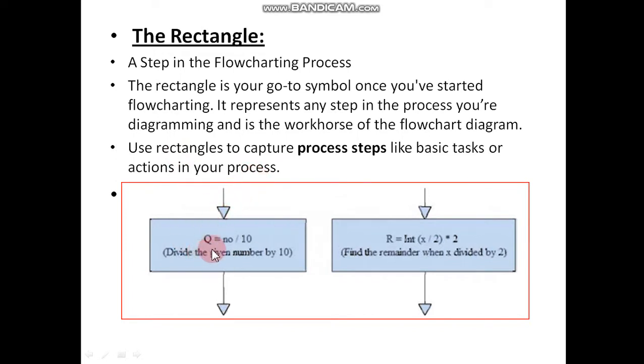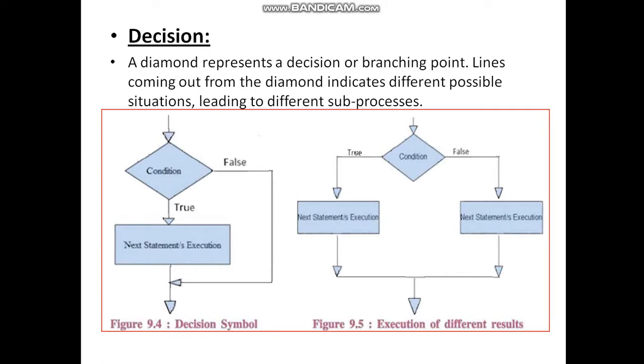So suppose the number Q is divided by 10. Divide the given number by 10, R. That type of process step is followed by a rectangle shape. So when we want to define a process, a rectangle shape is used. So remember, what is the symbol for defining a process in a flowchart? It's a rectangle. Next, decision.